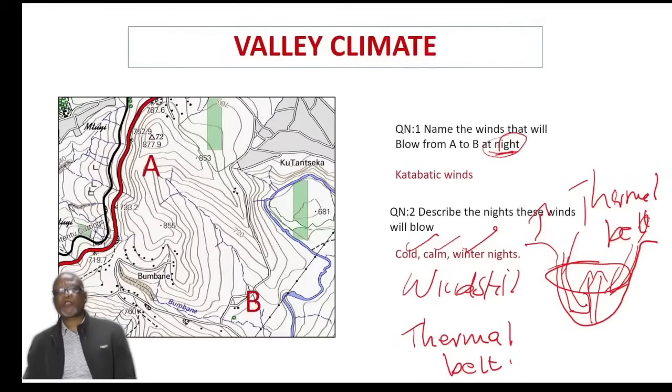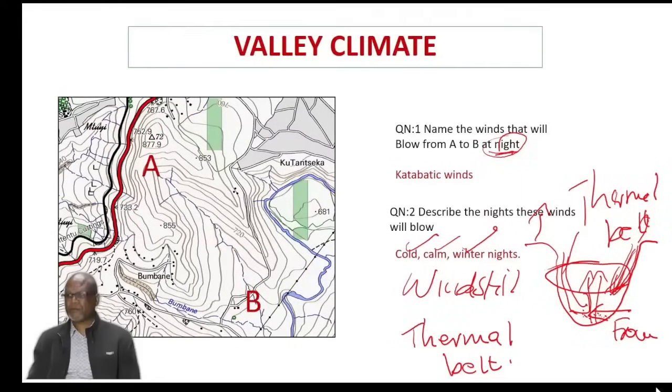So what does this thermal belt show you? It shows you temperature inversion. And what's going to happen? More cold air is going to subside to the bottom of the valley. When more cold air subsides to the bottom of the valley, what's going to happen there? Frost pockets are going to form there, in the middle of and at the bottom of the valley. So it will be during cold winter nights.